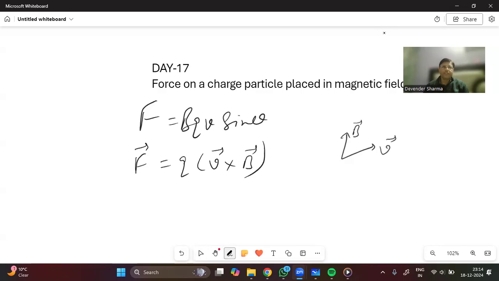As we know, the force on a charged particle is given by the formula F is equal to BQV sine theta, and F is equal to Q into V cross B. When we talk about V cross B, we use the right hand thumb rule. We'll start from V and then move on to B, and this thumb will give us the direction of the force. So it is the cross product. But for that, we have a simpler rule, which is Fleming's left hand rule.